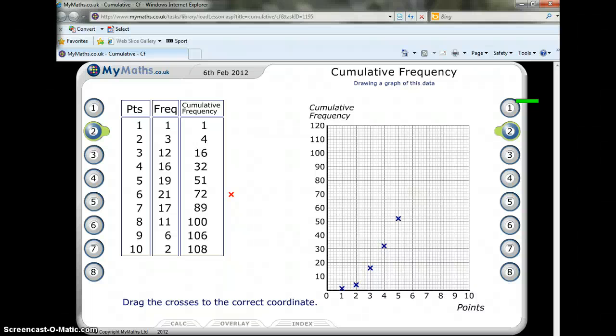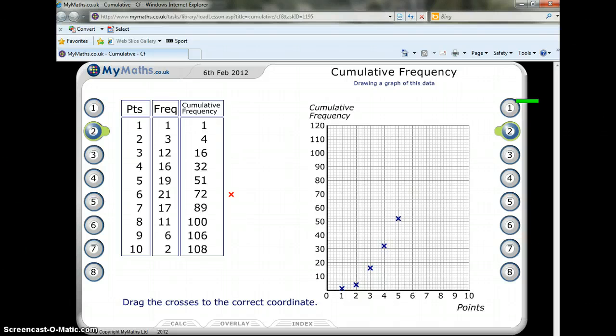Yeah, this is just a very quick tutorial on cumulative frequency. First of all, we need to understand why we might want to be looking at cumulative frequency. The idea behind cumulative frequency is if we want to look at the distribution of data. For example, if we were looking at the number of points scored against the frequency, how often they were scored, we might want to draw a cumulative frequency diagram.